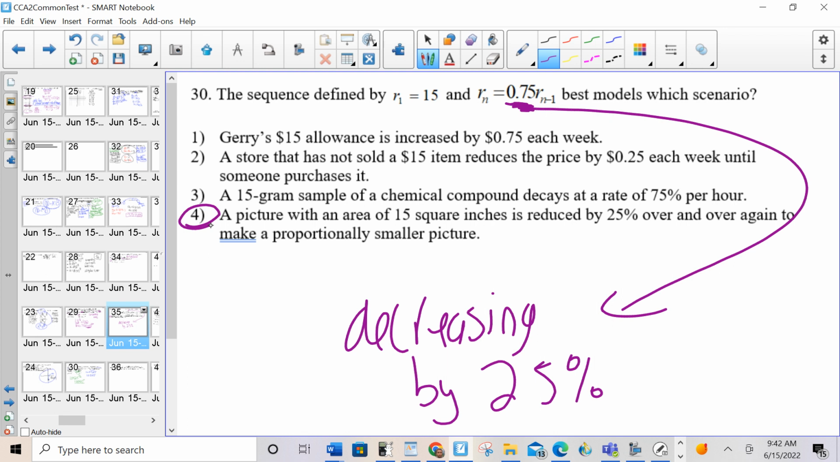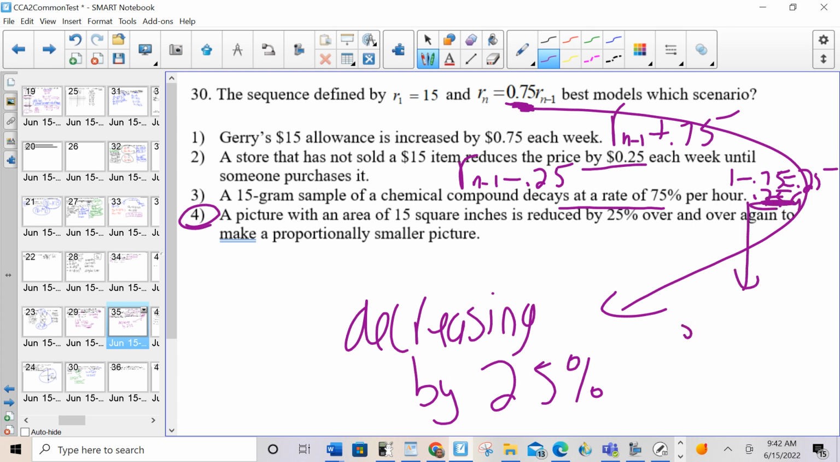Choice 1, increasing by 75 cents each week. Well, that means you're taking the previous amount and you're adding 0.75 to it. Reducing the price by 25 cents, that means you're taking the previous price and you're subtracting 0.25 from it. Decaying at a rate of 75%, well, that means it's decreasing by 75%, which means it's 1 minus 0.75, which is 0.25. 0.25 times the previous amount. Choice 4 is the answer.